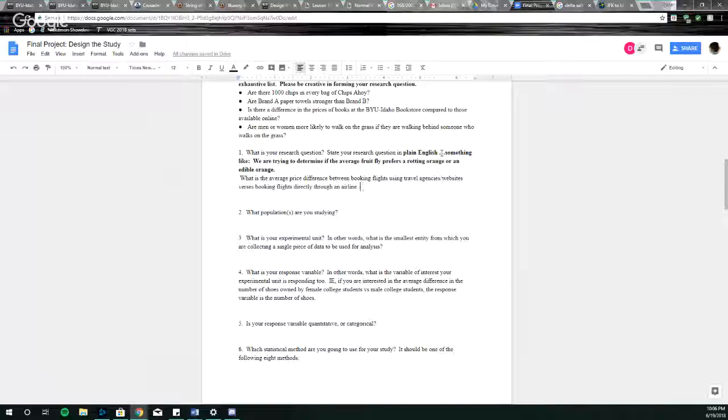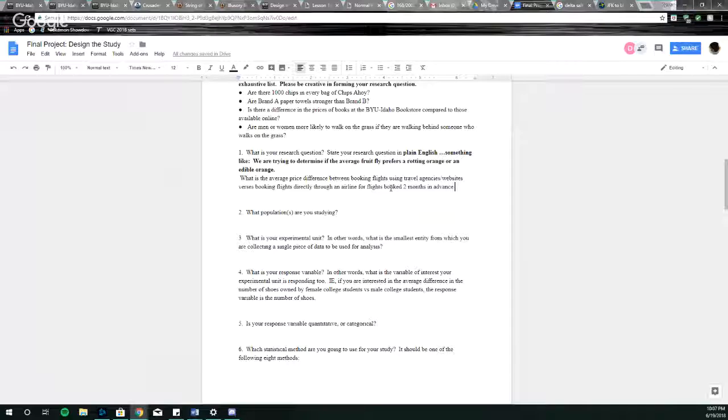What is the average price difference between booking flights using travel agencies or websites versus booking flights directly through the airline? For the same route, same time, and different flights. 10 different destinations, or do you want to use 10 different destinations? We could do as much. I'm just going to do four flights booked 2 months in advance.